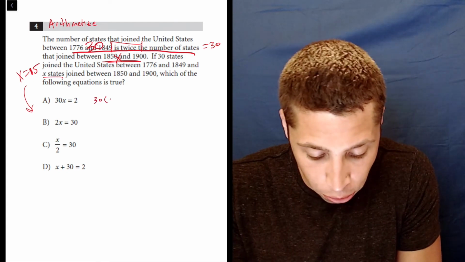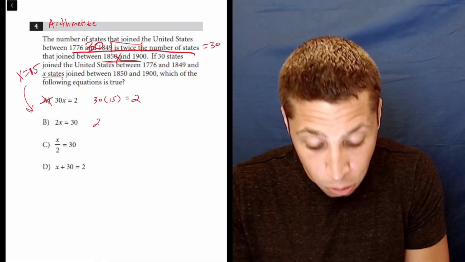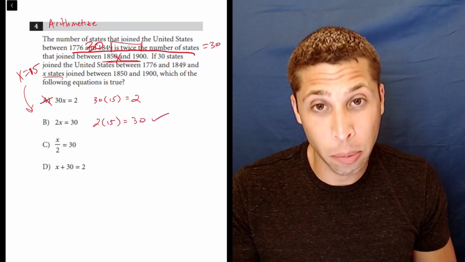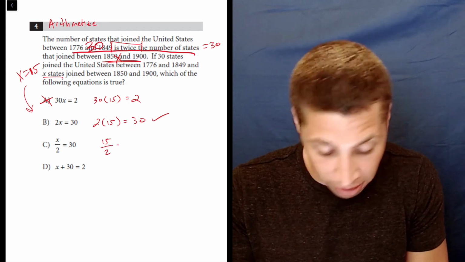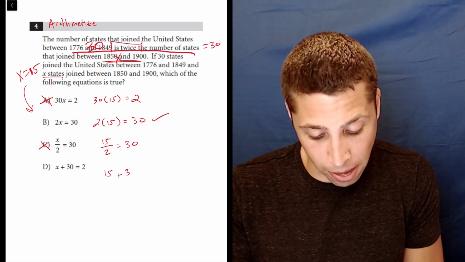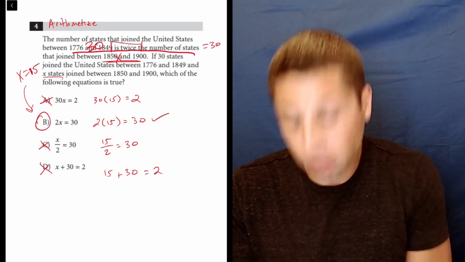Choice A, 30 times 15 is equal to 2? No freaking way. But 2 times 15 is equal to 30? Yeah, that seems pretty good. Choice C, 15 divided by 2 is equal to 30? No. And then choice D is really bad. 15 plus 30 is equal to 2. Makes no sense. And so B is the answer.